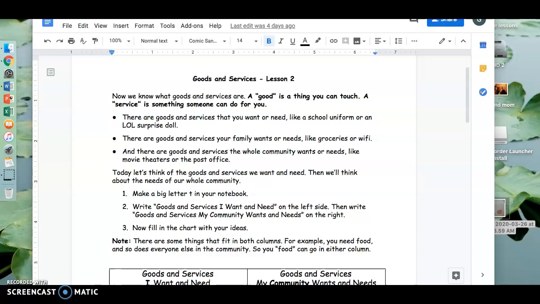There are goods and services that you want or need, like a school uniform or an LOL surprise doll. There are goods and services your family wants or needs, like groceries or a good Wi-Fi connection. And there are goods and services the whole community wants or needs, like movie theaters or a post office, to help us with our mail.